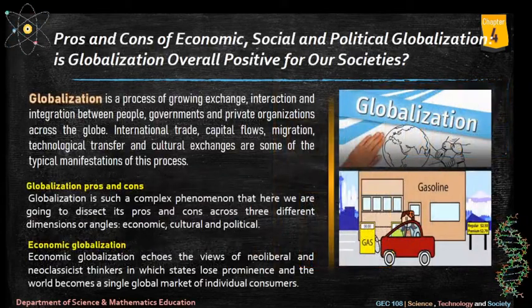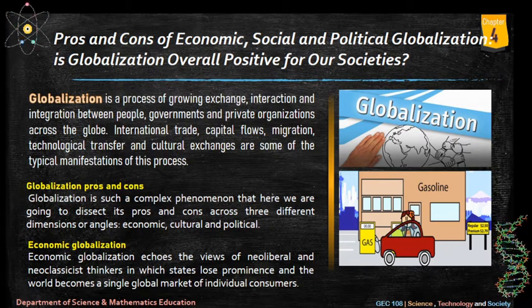Pros and cons of economic, social and political globalization. Is globalization overall positive for our societies? Globalization is a process of growing exchange, interaction and integration between people, governments and private organizations across the globe. International trade, capital flows, migration, technological transfer and cultural exchanges are some of the typical manifestations of this process.